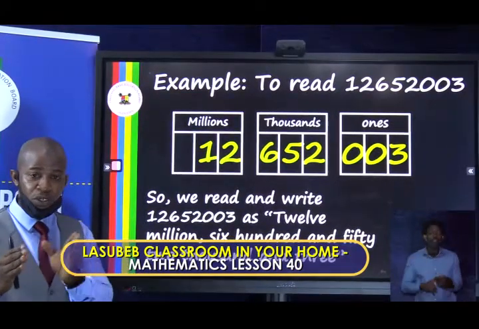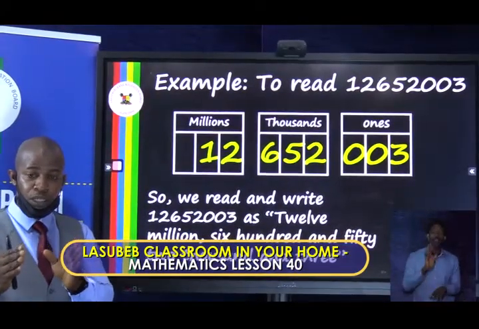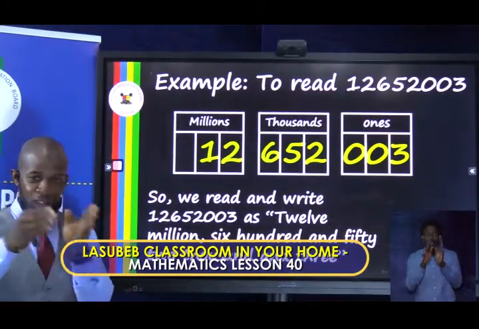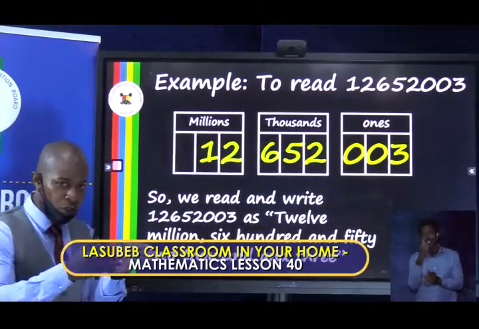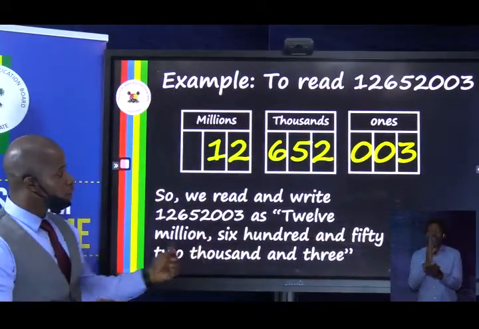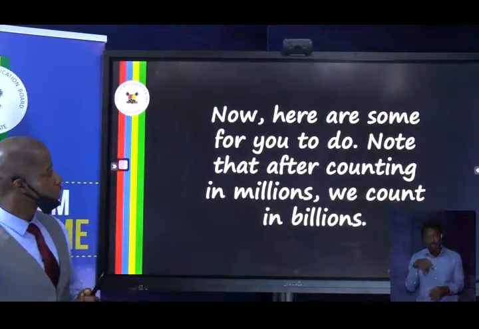The first thing you do is that you separate your digits into groups of 3. Then you build houses: ones, not tens. After ones, thousands. After thousands, then millions. So I'll give you some to do. Here are some for you to do.